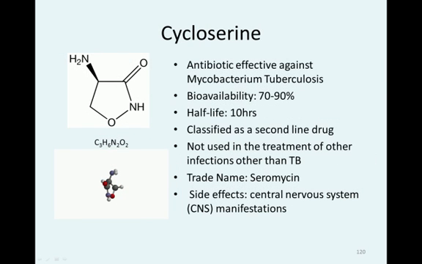Cycloserine is a second-line drug that is effective against Mycobacterium tuberculosis. Common side effects are central nervous system manifestations.